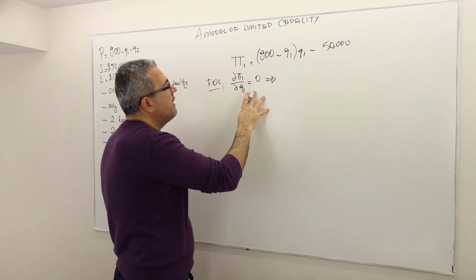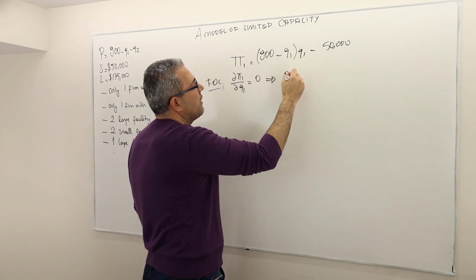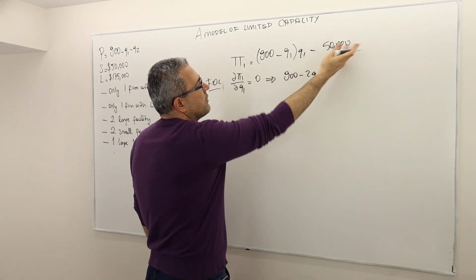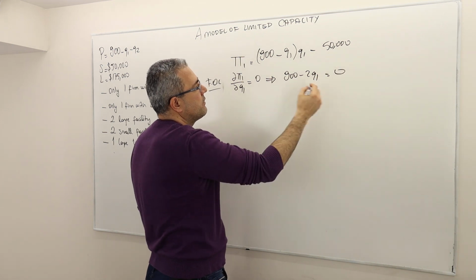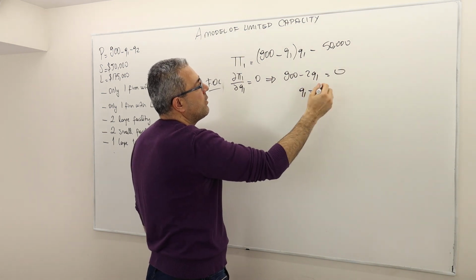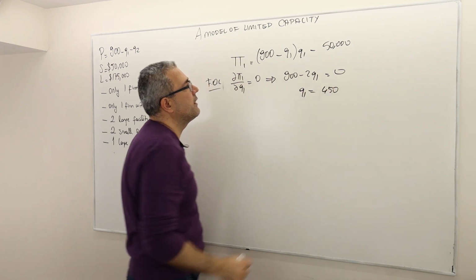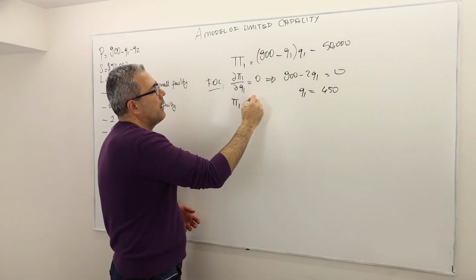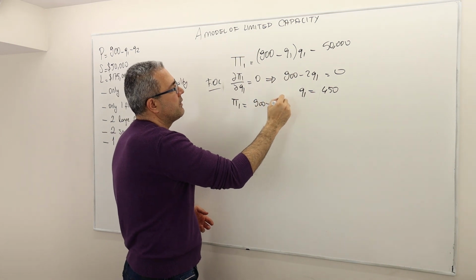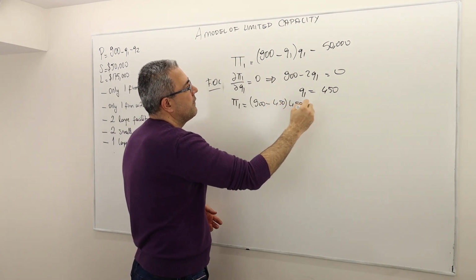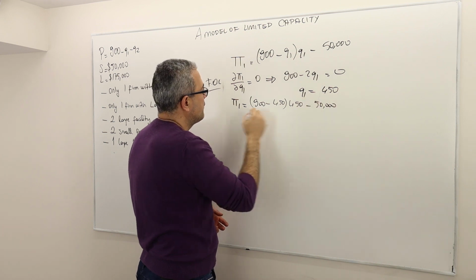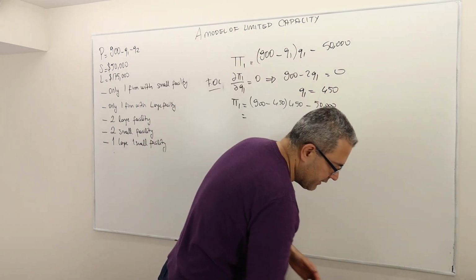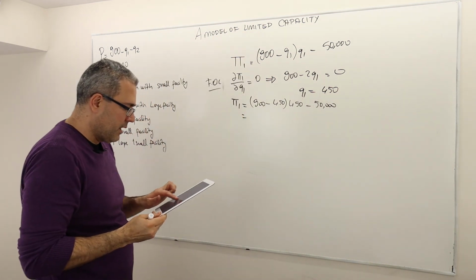So what do I have here? The derivative is 900 minus 2Q1. The derivative of 50,000 is 0, and this is equal to 0. So you see, Q1 is equal to 450. So therefore, that means pi 1 is going to be (900 minus 450) times 450 minus 50,000. If you do this calculation, I already did, so I'm going to cheat here.